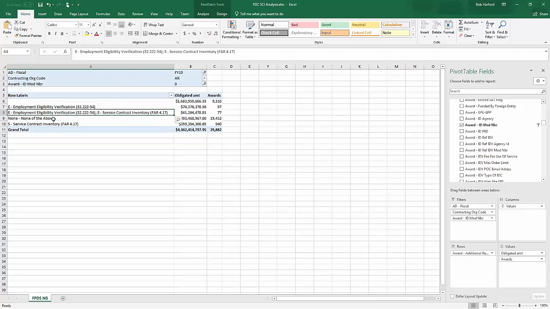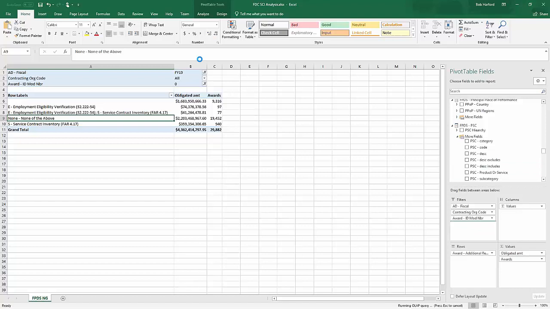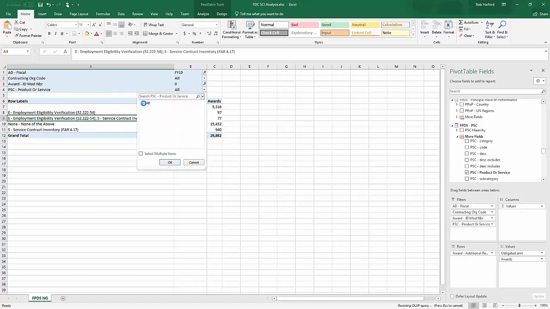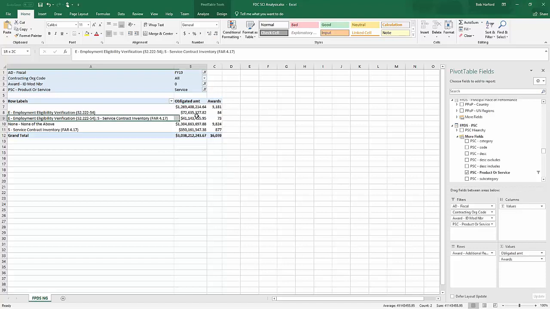We do have none of the above here. Now, again, this is not related to products. This is related to service contracts. So let's filter it for service contracts. Theoretically, these are all below the threshold. Probably not, a lot of them aren't. Here's some that have been reported to both employment eligibility and SCI.